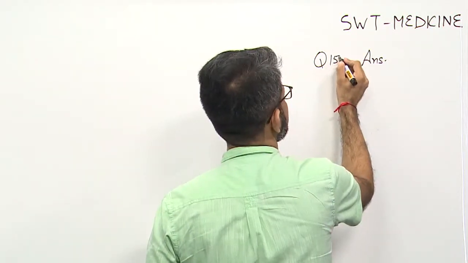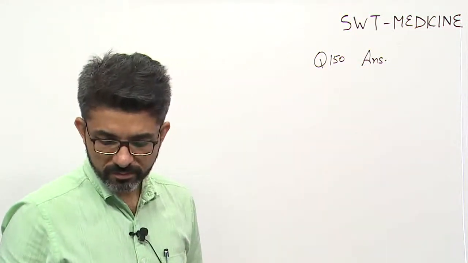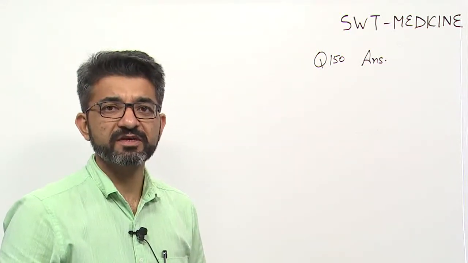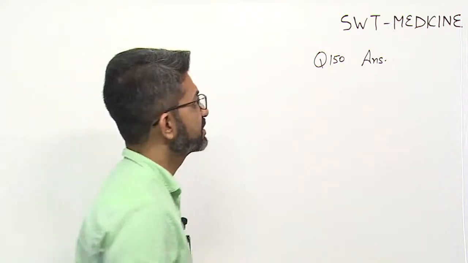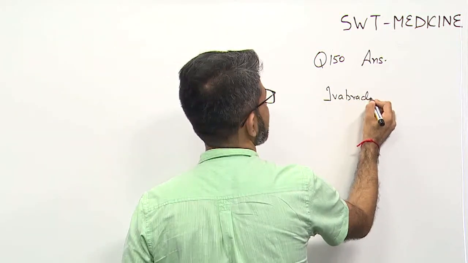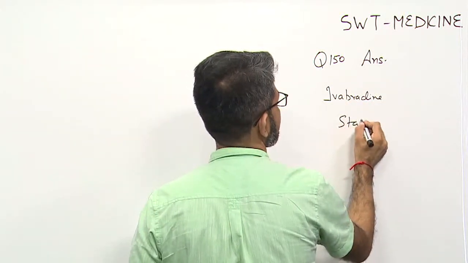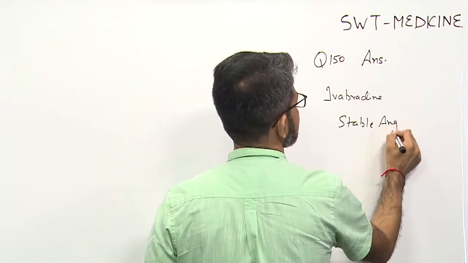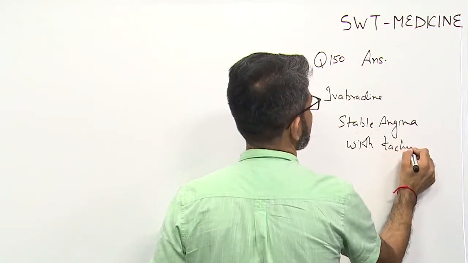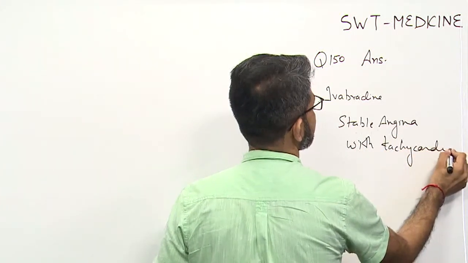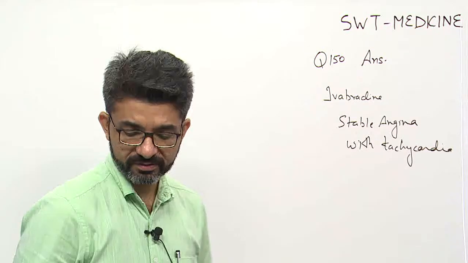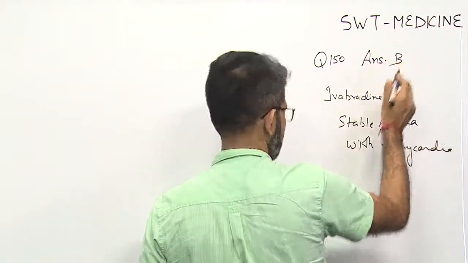Question number 150. Main action of ivabradine. Ivabradine, remember, is a drug used in treatment of stable angina patients with tachycardia. So the main action is bradycardia, thereby reducing the oxygen consumption demand and thereby reducing the incidence of stable angina. So answer is B.